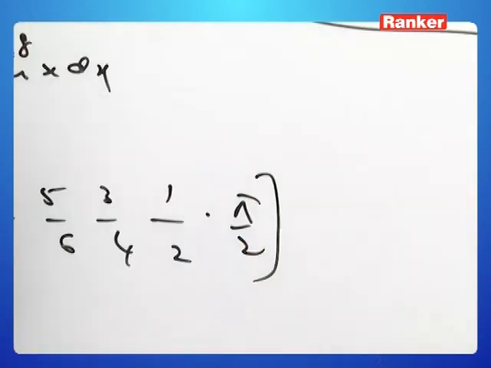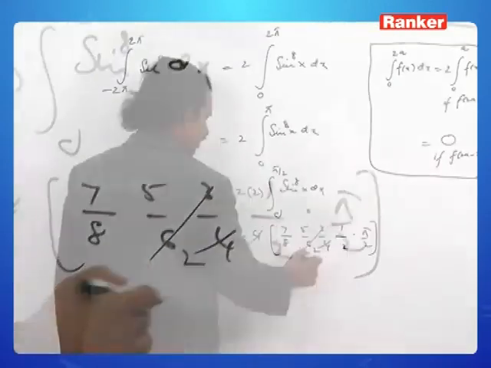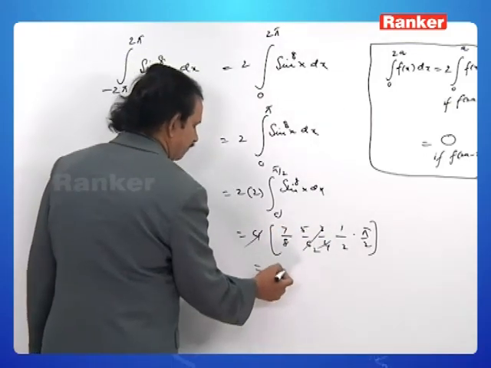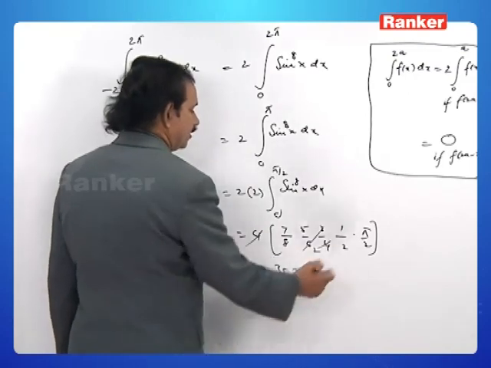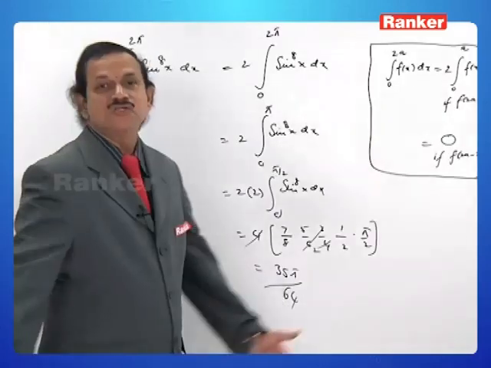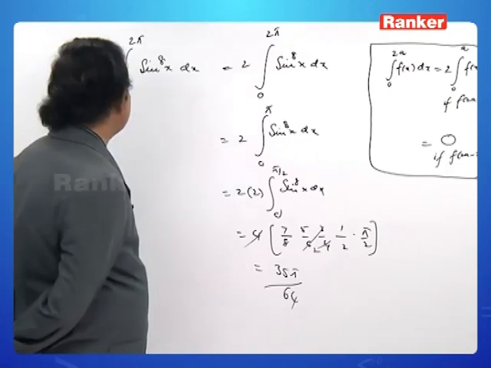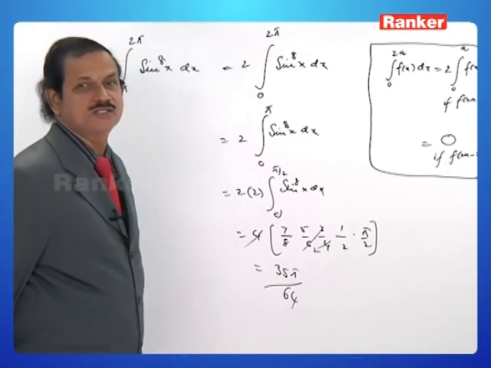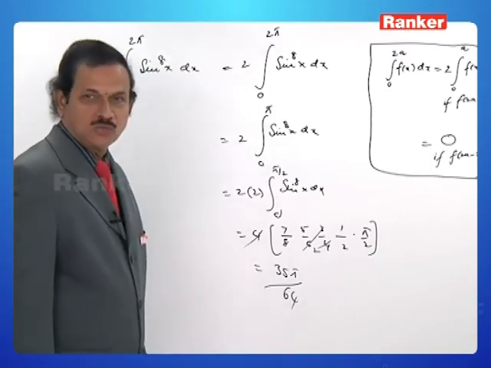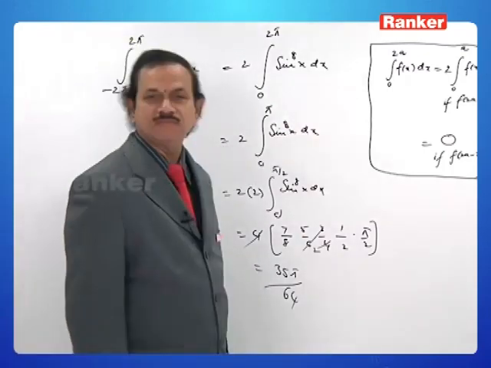Any more cancellations? Of course, there are some cancellations. You can cancel 4 and 4. You can cancel 3. Any more? No more at all. 7 into 5, 35. 35 pi by, come on, 2 2s are 4, 4 2s are 8, 8 8s are 64. Then the answer is 35 pi by 64. See, even though the function is not in the standard form, we can bring it into the standard form of Wallis formula to have the simplified answer like this. Of course, meanwhile, we shall make use of some more results like that.